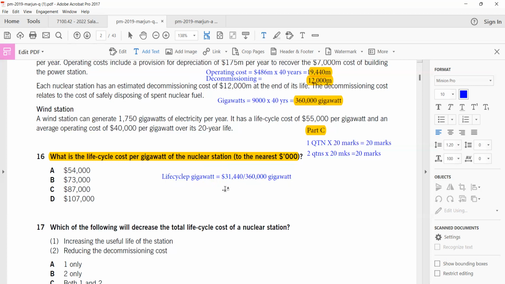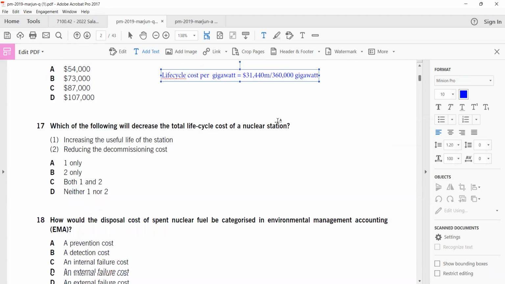So in effect, whatever answer I will get, oh, sorry, this is supposed to be million. Whatever answer I will get will be the life cycle cost per gigawatt. Right. So that is the answer for question number 16. Is any of you having a question about this? If there's none, then I proceed. Any question? Right. If we are silent, we proceed.